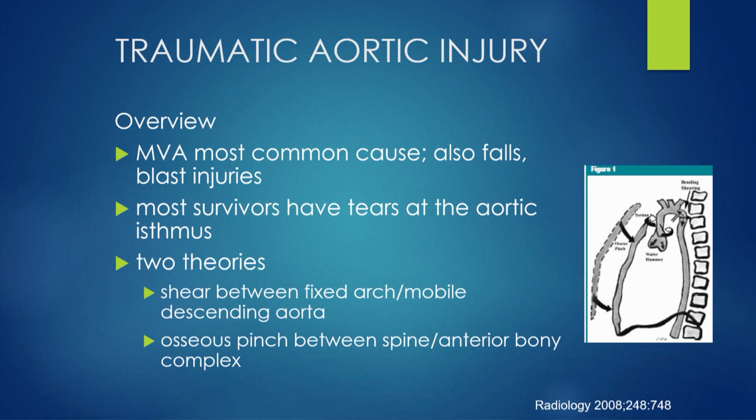And then traumatic injury, most of these are going to be MVAs, falls, pedestrian struck kinds of things. The classic survivor is going to be at the aortic isthmus. And there are a couple theories, the shear theory and the osseous pinch theory, that have been proposed for why this happens. This is illustrating the osseous pinch theory, where the anterior complex and the spine crunch the aorta, causing it to be pinched and breaking or rending at the isthmus region.